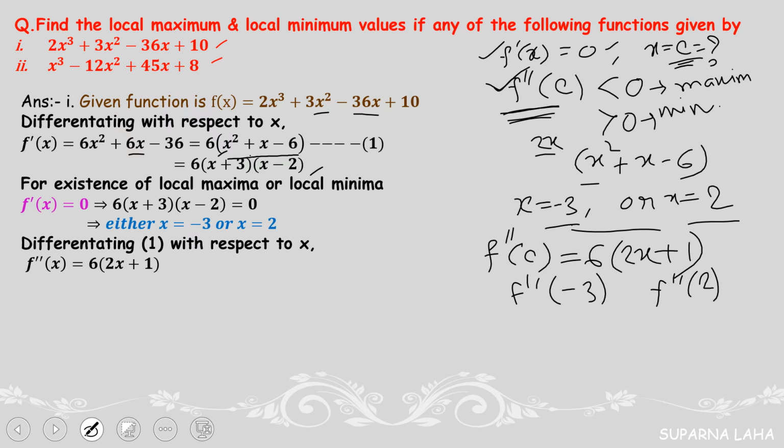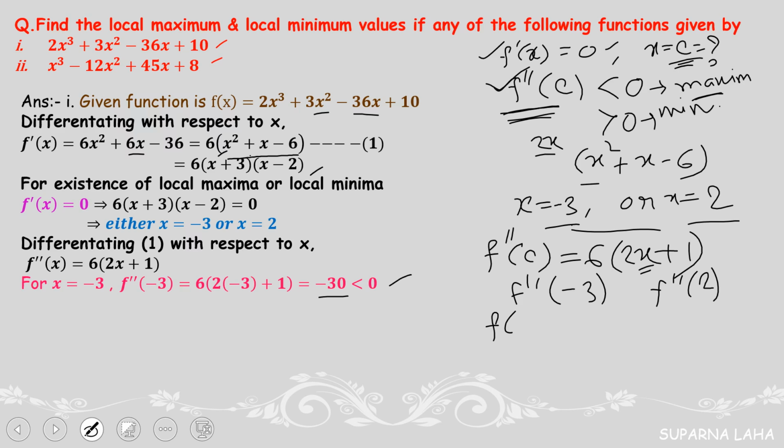So let's check this. For x equal to minus 3, what is f double dash minus 3? Just put minus 3 in the place of x. You will find this is minus 30, which is less than 0. If it is less than 0, that means at that point a maximum value exists. And what is the maximum value?